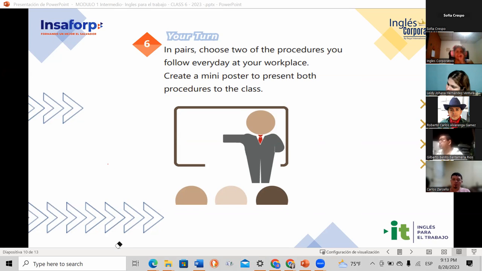Okay, now in pairs, choose two of the procedures you follow every day at your workplace. I'm not talking about just restaurants. It could be in your workplace. Create a mini poster to present both procedures to the class. Because we'll be in pairs, you are going to do two, one each. Procedures that you do in your work. You can use different tools if you want, of course. For example, let me give you an example. I don't know if you have used Canva.